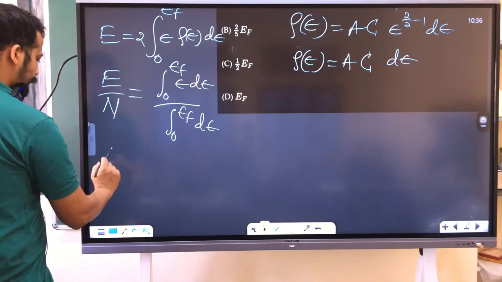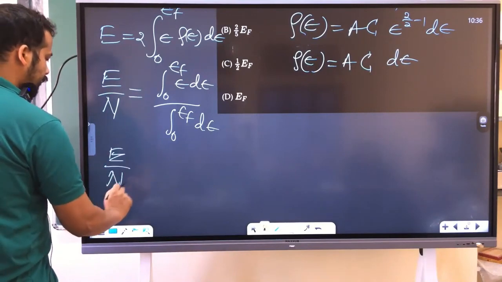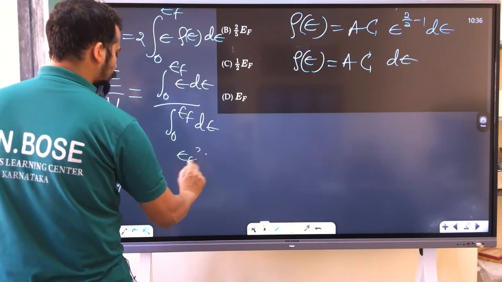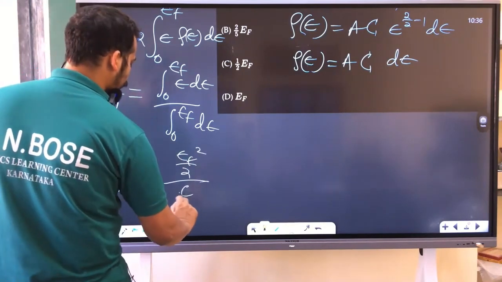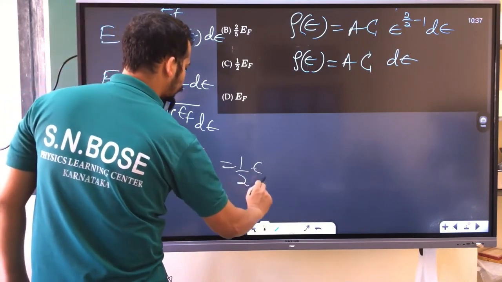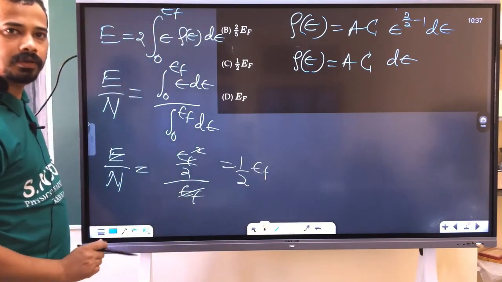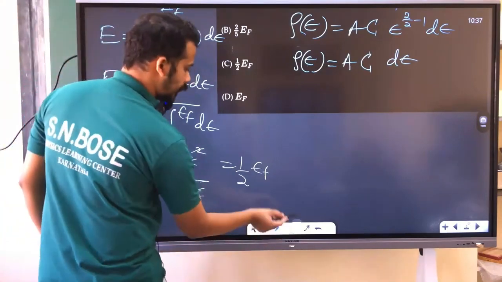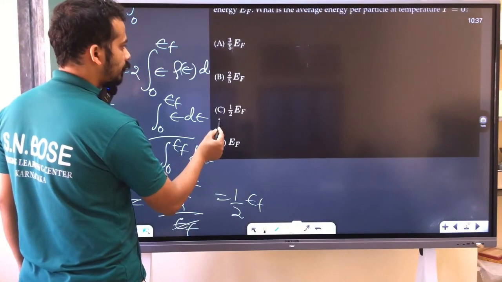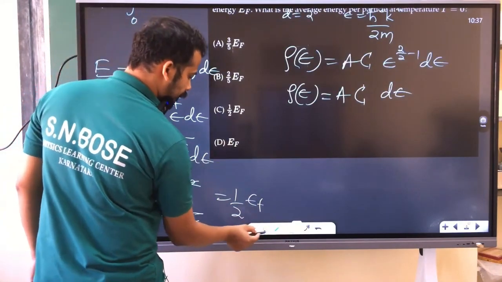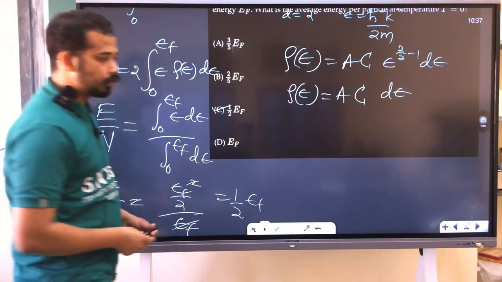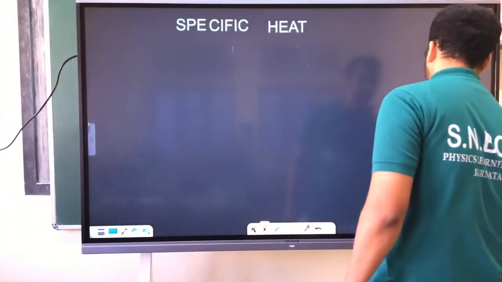Energy per particle, that's what he's asking. That's equal to EF square by 2 divided by EF, that's equal to half of EF. Is that okay? Half of EF. You have that option. Is that okay? Don't miss this one, very frequent question.